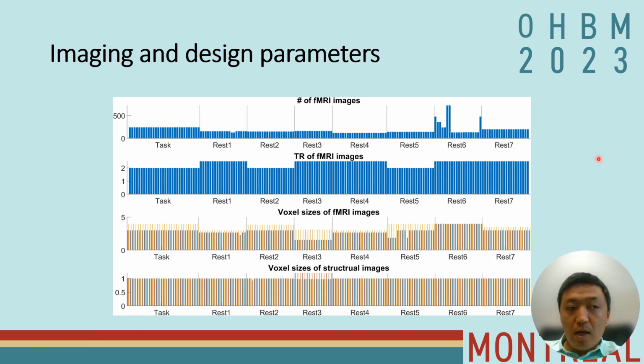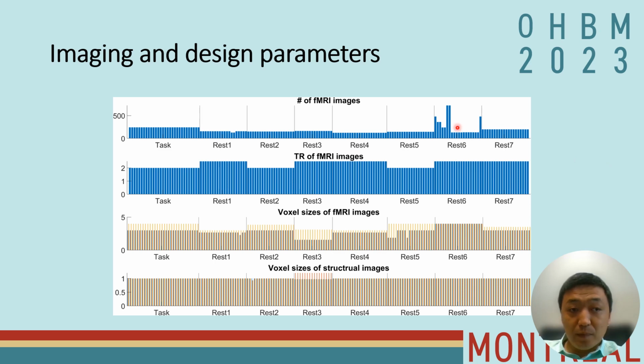For imaging and design parameters, it will also be helpful to plot the data across subjects. Here I show the data from the fMRI QC project. I plot each of the imaging parameters for each of the subjects. Here each bar represents one subject. And you can see some of the parameters actually vary across subjects.